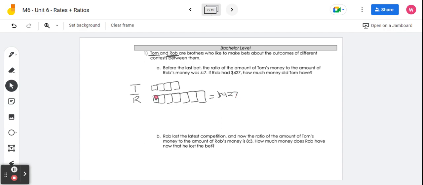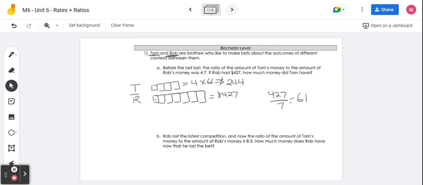Well, 1, 2, 3, 4, 5, 6, 7. So 427 divided by 7 is equal to 61. So that means each one of these is equal to $61. If there's 4 pieces of tape here, and each one represents $61, that means Tom has $244. Once again, how do we get that?